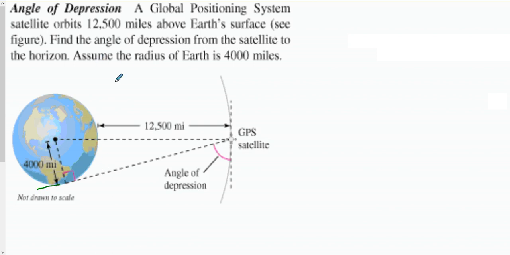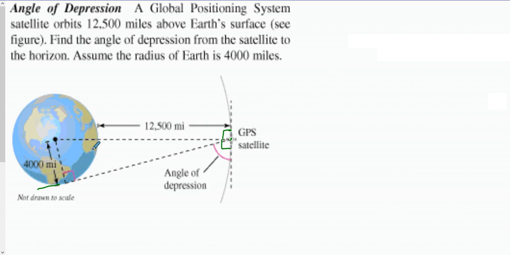Assume that the radius of the Earth is 4,000 miles. Okay, so we're going to solve this. Now to complete this, we want to determine some different values. Well, first off, when this comes from here down, and when the satellite is orbiting, this is going to be a perpendicular line right there. Okay, so that's perpendicular.